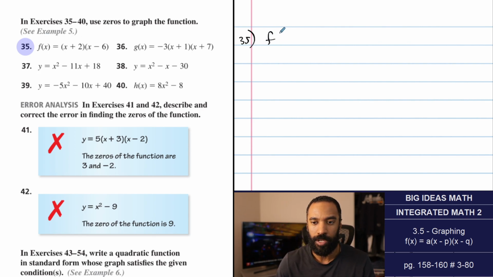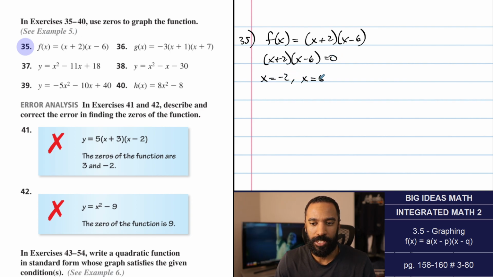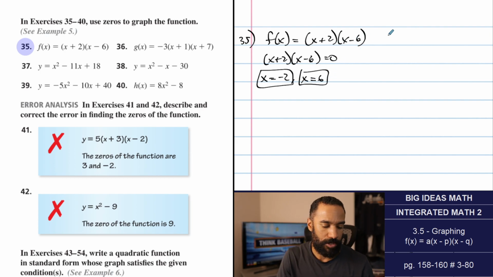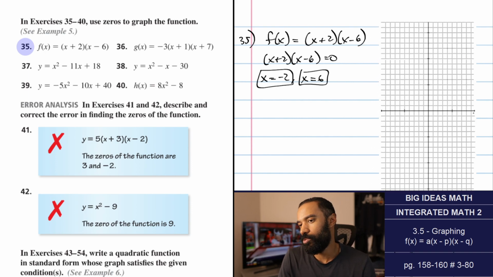When they say use the zeros, those are the x-intercepts. So f of x equals x plus 2 times x minus 6 is already factored. The zeros are when this equals 0, then x equals negative 2 and x equals 6, right? Those are the values of x when y equals 0. So negative 2, 0 and 6, 0, those are x-intercepts. So nothing changes there.